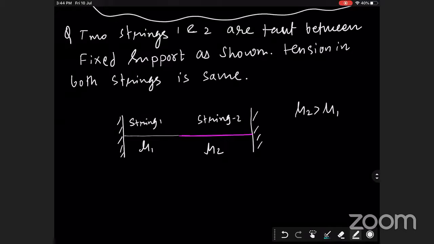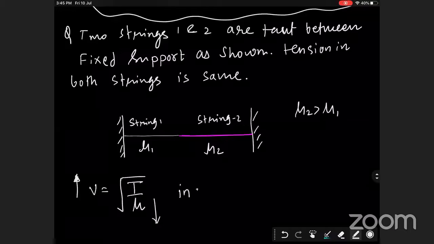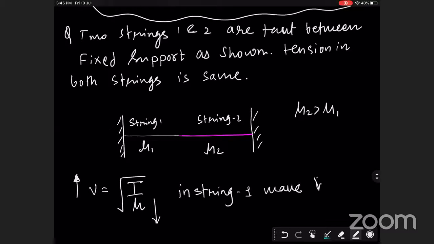The second one, sir. Yes, so tell me, explain in which string the velocity is more. In string 1. Velocity, okay, the formula for velocity is root of T by mu, smaller mu means more velocity, right? So in string 1 the wave velocity is high.